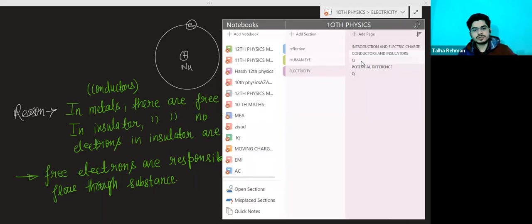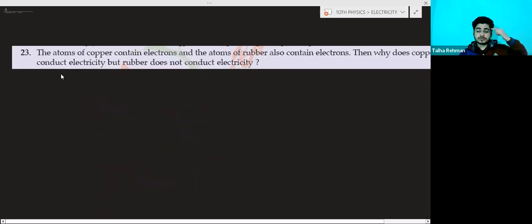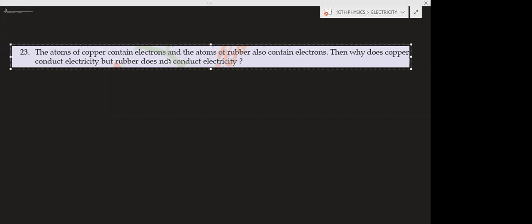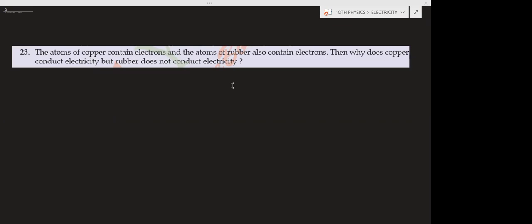Actually, I think we should do one question. We should try to solve this. Read the question, all of you. Can anyone tell me the answer of this question? Anyone? Because copper has free electrons. Hmm? Because copper has free electrons and rubber doesn't.